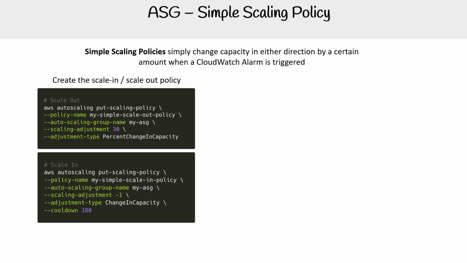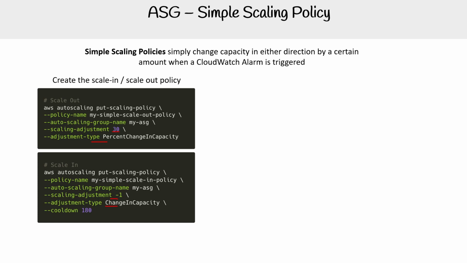So notice that we have the adjustment type. And we talked about that earlier, where you're saying, I want the capacity to change based on the percentage. And that is saying change by 30%. Then below here, we have a change of capacity. Okay, and we're saying adjust it by -1. So remove one instance when you're scaling in. Okay, so hopefully that is pretty clear.